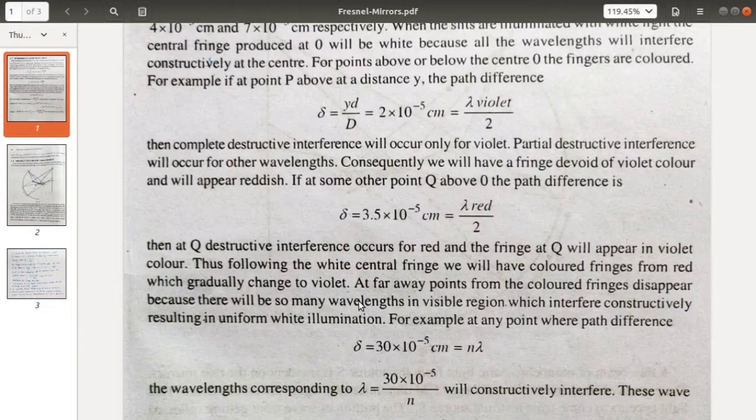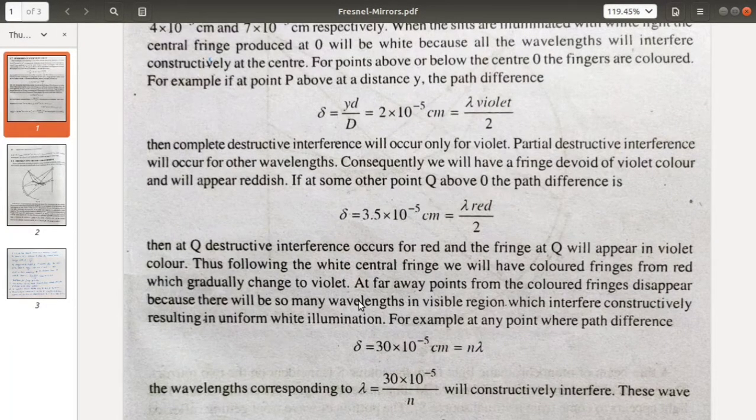If the path difference is lambda violet by 2, it will be reddish in color. If it is lambda red by 2, the fringe will be violet in color, and if it is lambda green by 2, then that fringe will be devoid of green color. Or we can discuss it in terms of the bright fringes also, or constructive and destructive interference fringes also.